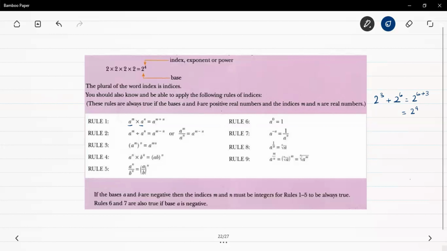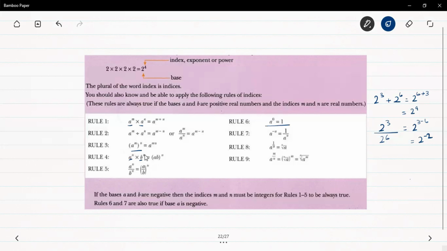Same here, if we have something like 2 to the power 3 divided by 2 to the power 6, it's going to be equal to 2 to the power 3 minus 6, which is equal to 2 to the power negative 3. These are some basic rules. Again, if we have a base with a power and it's in a bracket inside another power, we just multiply the powers. For different bases with the same power, we just multiply the bases and then apply the power on it. So these basic rules, you just have to memorize them.